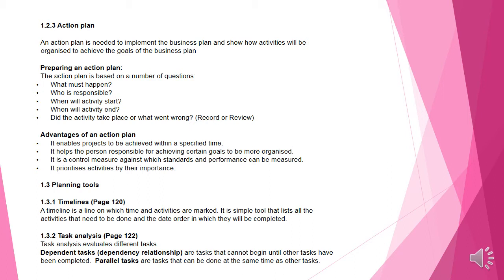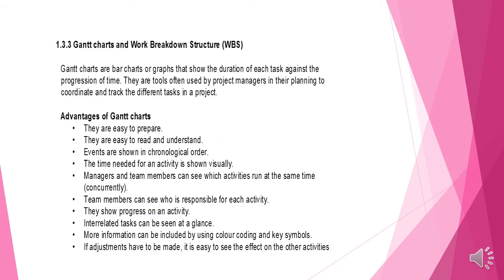So when we are building, we cannot start plastering without building. We must first build, and then after building, we plaster. That is a dependency relationship. There is no way someone can start plastering without building. Then we have the parallel tasks. They can happen whereas the other activities are also taking place. They can be done at the same time. Then we have Gantt charts and work breakdown structure.